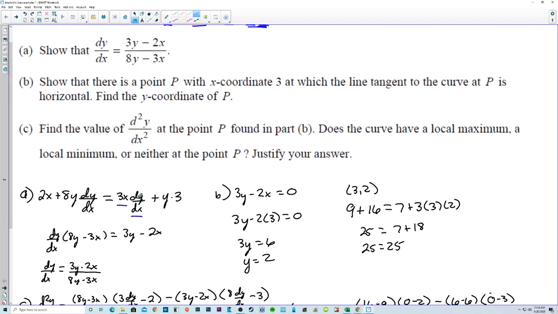Now we've subtracted over the 3y dy/dx, factored out the dy/dx, and subtract the 2x. And then all we have to do is divide by 8y minus 3x, and we got it.